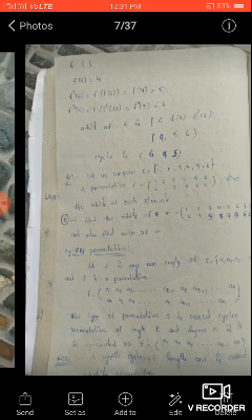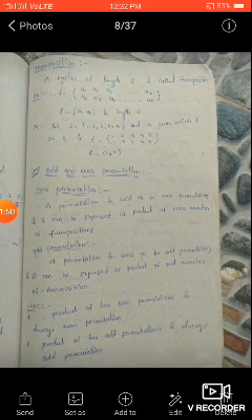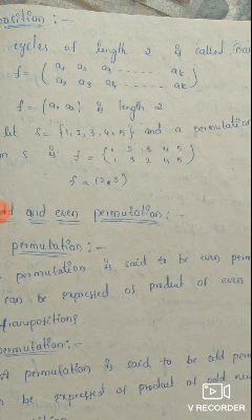Now we go to another page. Here a cycle of length 2 is called a transposition. An example is also given. f = (a1 a2), its length is 2. And here you see another example: S = 1, 2, 3, 4, 5, and a permutation f = 1, 2, 3, 4, 5 mapping to 1, 3, 2, 4, 5.